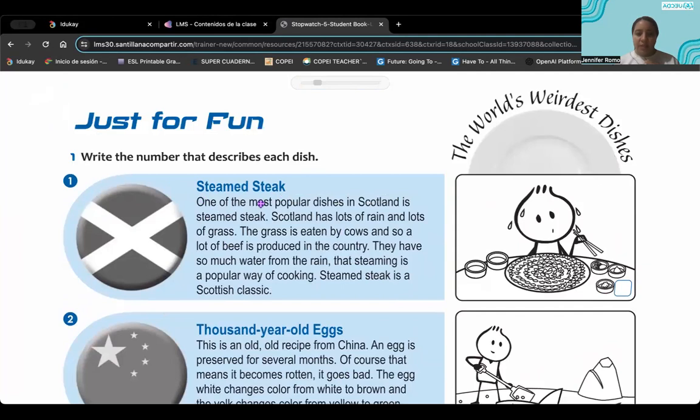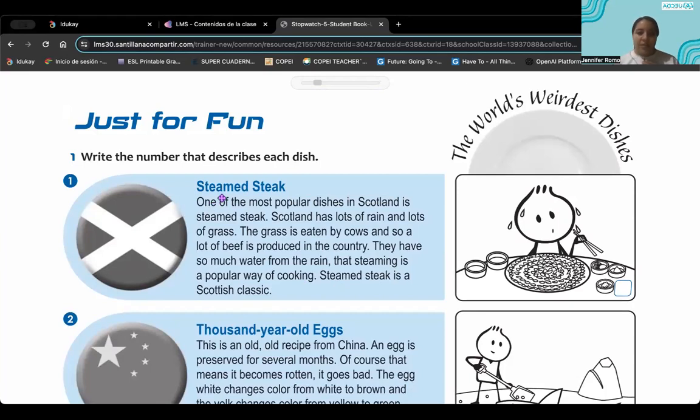It says steam stick. One of the most popular dishes in Scotland is a steam stick. Scotland has a lot of rain and a lot of grass. The grass is eaten by cows, and so a lot of beef is produced in the country. They have so much water from the rain that steaming is a popular way of cooking. Steam stick is a Scottish classic.